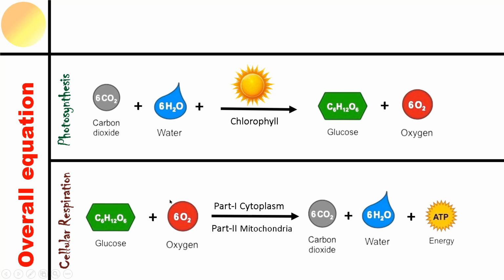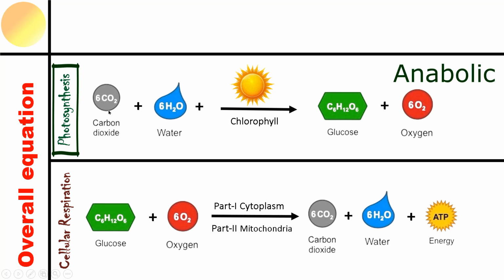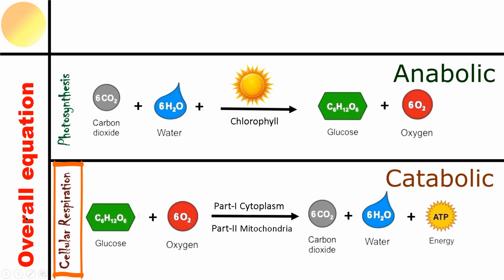From these two chemical equations, we can also make out that photosynthesis is an anabolic process in which simple inorganic materials are converted into organic material, whereas cellular respiration is a catabolic process in which glucose, which is a bigger organic molecule, is oxidized to form simple inorganic material.